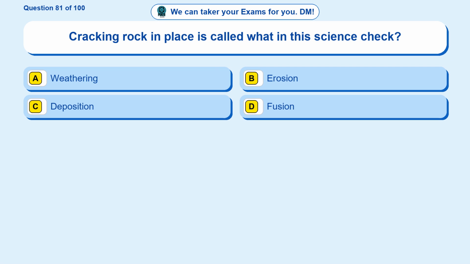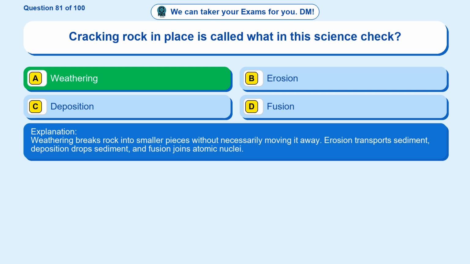Question 81. Cracking rock in place is called what in this science check? Option A, weathering. Option B, erosion. Option C, deposition. Option D, fusion. The correct answer is option A, weathering. Weathering breaks rock into smaller pieces without necessarily moving it away. Erosion transports sediment, deposition drops sediment, and fusion joins atomic nuclei.